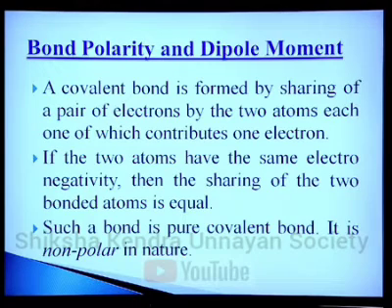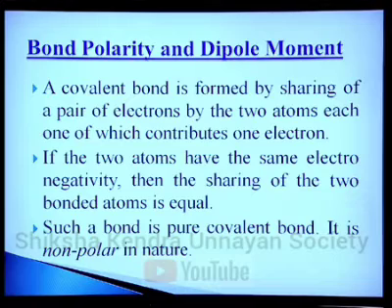You will find nitrogen donates a lone pair of electrons to BF3 to give NH3-BF3 addition compound. Bond polarity and dipole moment, this is the most important. A covalent bond is formed by sharing of a pair of electrons by two atoms, each one of which contributes one electron. If the two atoms have the same electronegativity, then the sharing of the two bonded atoms is equal, as I told you just now in case of hydrogen.